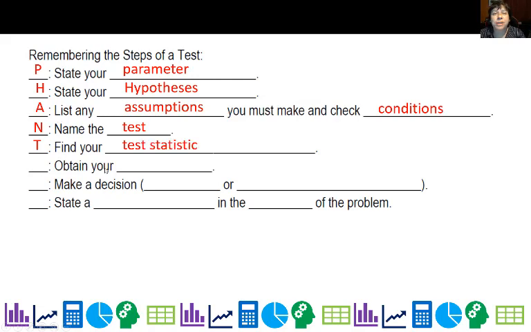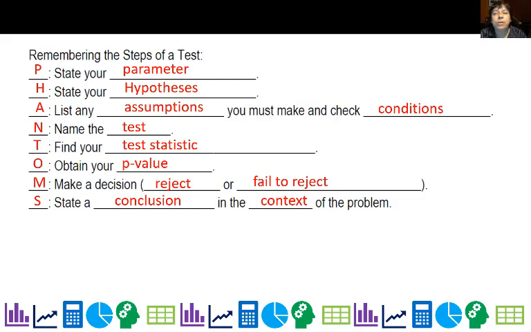T is find your test statistic. O is obtain your p-value. M is you're going to make a decision to reject or fail to reject. And S is state a conclusion. The S comes from state in the context of the problem.